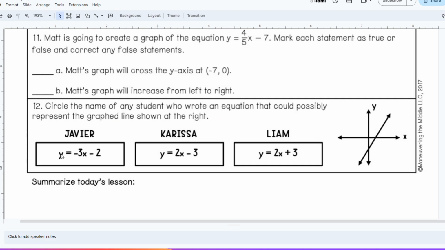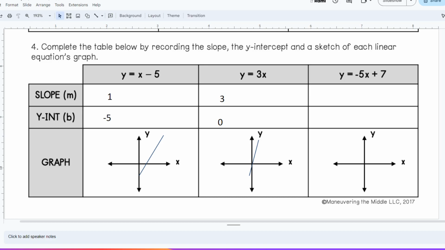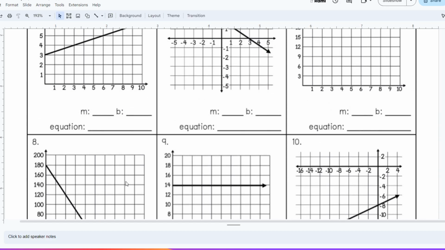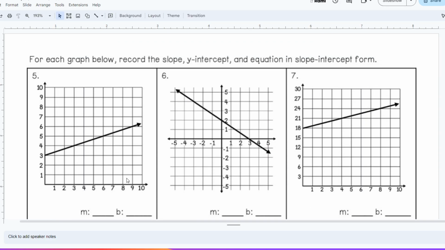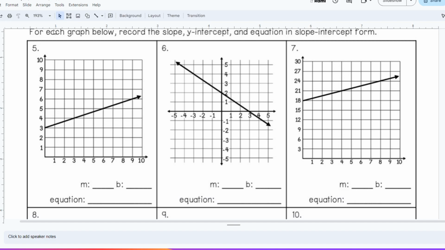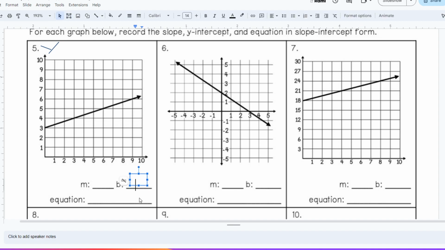All right, in your next page, the practice. You can see for each graph, record the slope, y-intercept, and the equation in slope-intercept form. So first, I'm going to identify my y-intercept. So I'm looking at my y-line, which is here, and where it crosses. It looks like it crosses at 3. So I'm like, okay, my b value is 3. Easy.